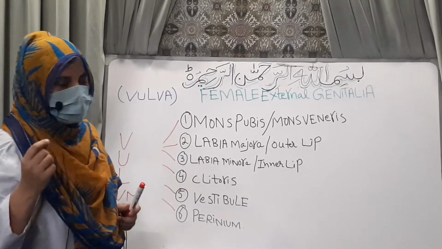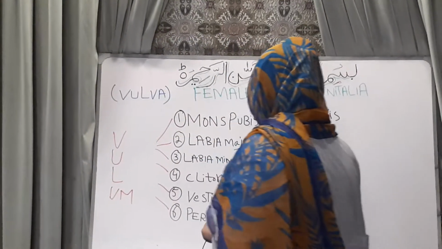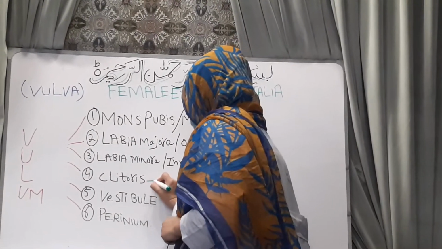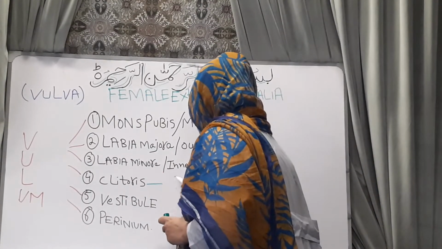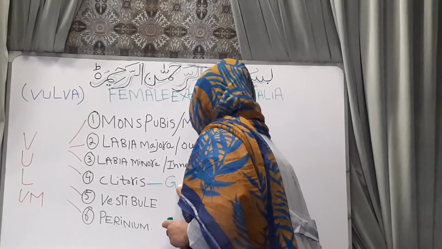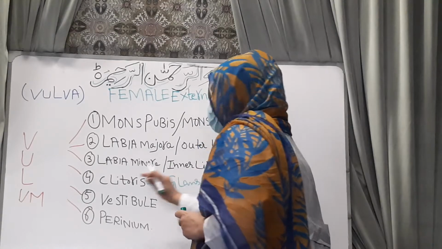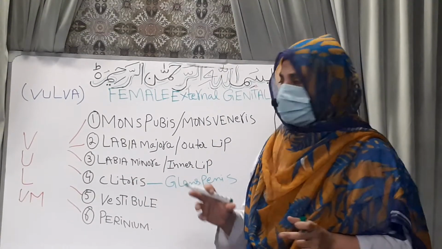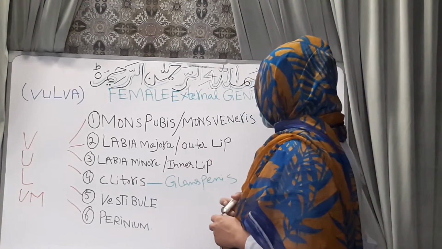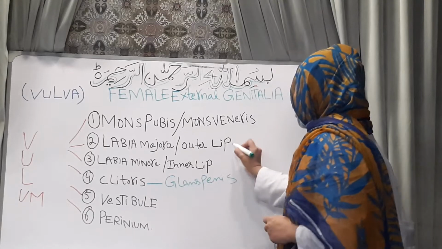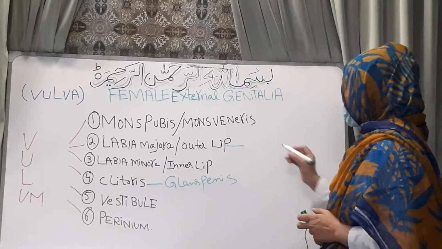I want to tell you one thing more. This part, clitoris, is homologous to the male external genitalia part glans penis. Clitoris is homologous to the glans penis of the male, and labia majora is homologous to the male external genital part scrotum.